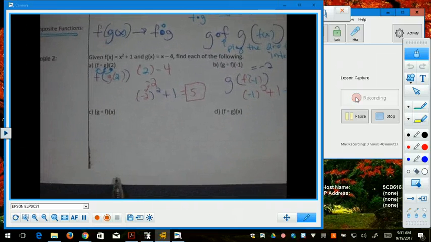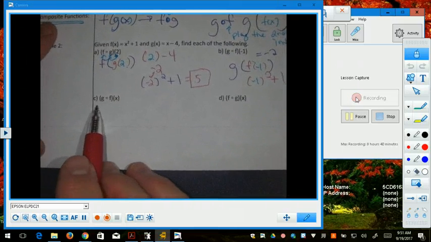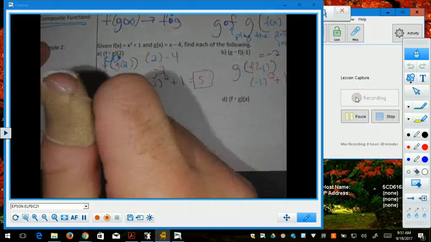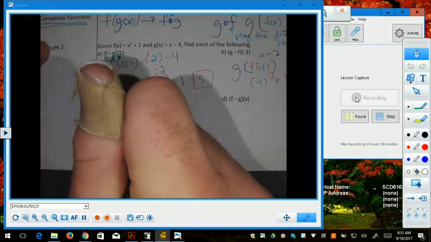Any questions on that? All right, that's a little different when we're actually plugging in numbers than when we're plugging in the function. It's a little easier when we're plugging in the function. Here's the question. Which one am I plugging into the other one? Am I plugging in G into F or F into G for letter C? F into G. I'm glad you can see that.